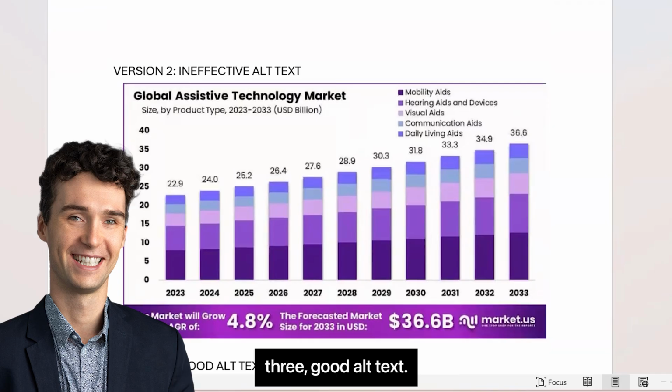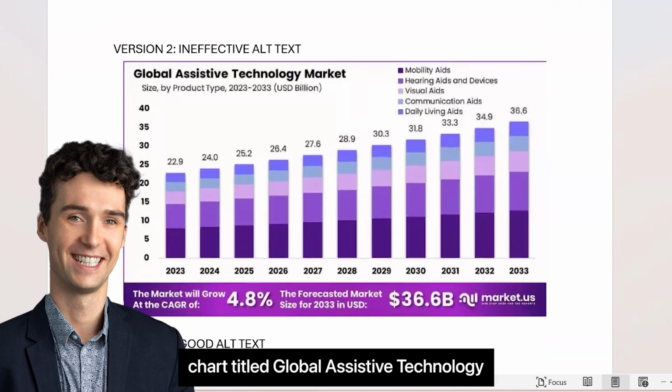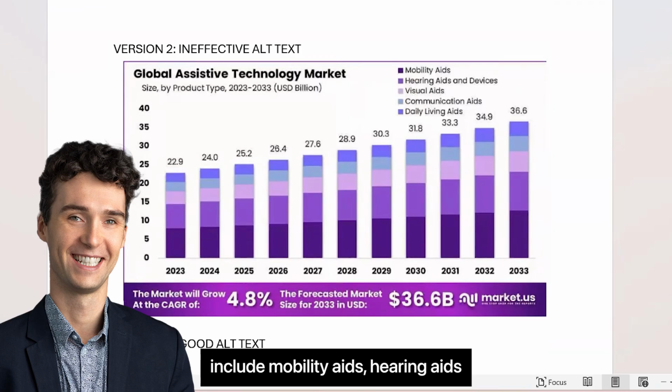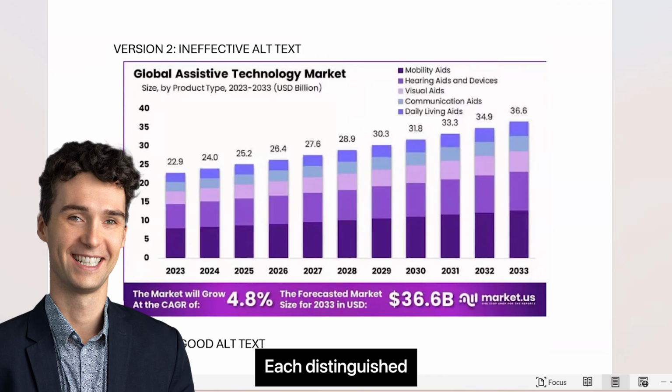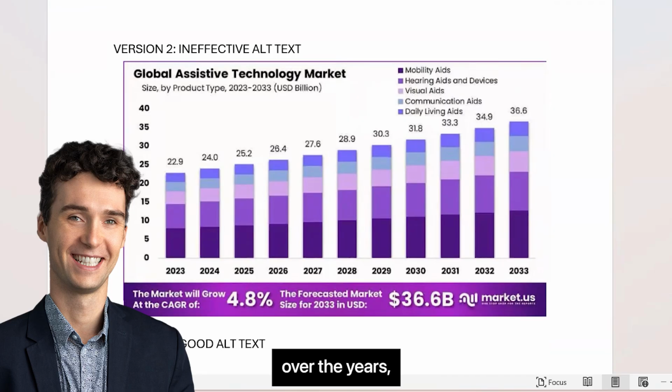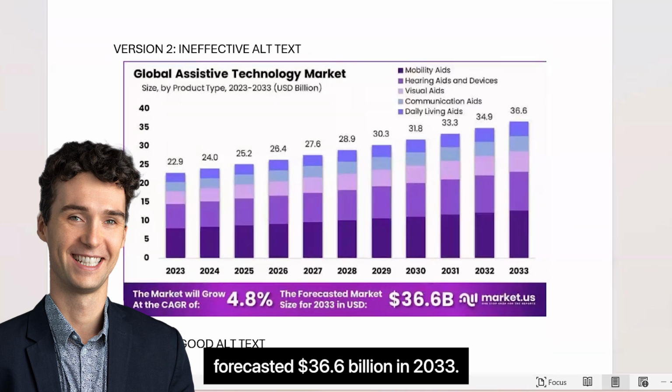Heading level 2, version 3, good alt text. The bar chart titled Global Assistive Technology Market illustrates the market size from 2023 to 2033 in USD billion, categorized by product types. The product types represented in the chart include mobility aids, hearing aids and devices, visual aids, communication aids, and daily living aids, each distinguished by different shades of purple. The chart shows a steady increase in market size over the years, starting at $22.9 billion in 2023 and reaching a forecasted $36.6 billion in 2033.